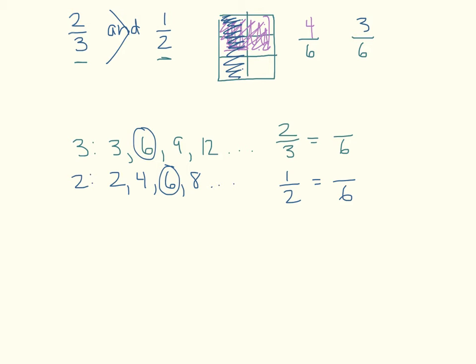Now, this is where we use our rule: whatever you do to the top, you do to the bottom, or in this case, whatever you do to the bottom, you do to the top. 2 times something equals 6. Looking at our multiplication table, 2 times 3 equals 6. Whatever we do to the bottom, we do to the top. 1 times 3 equals 3. So 1/2 is equivalent to 3/6. 3 times 2 equals 6. Whatever we do to the bottom, we do to the top. 2 times 2 equals 4. So 2/3 is equivalent to 4/6, which again tells us that 2/3 is greater than 1/2.